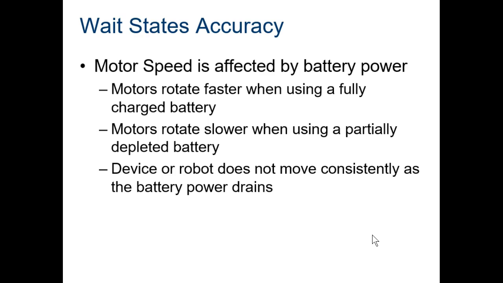Another thing to keep in mind is as your battery drains, your motor behavior changes. They will get slower when the battery is partially depleted. And if you're using timers to control movement, your robot is not going to move consistently.